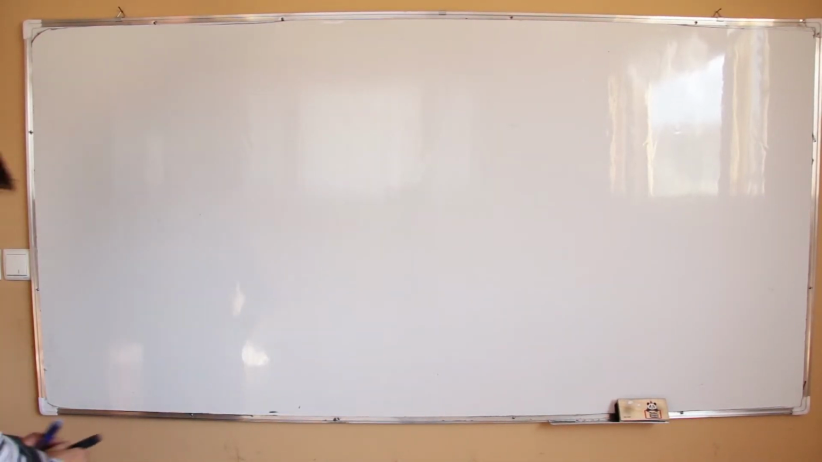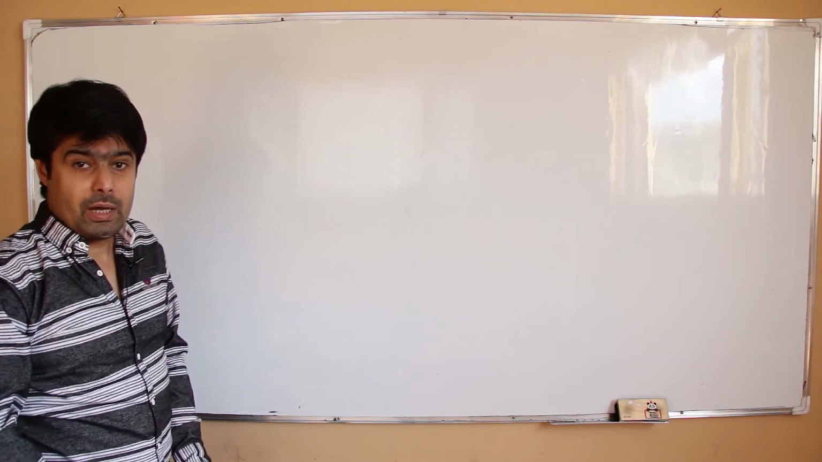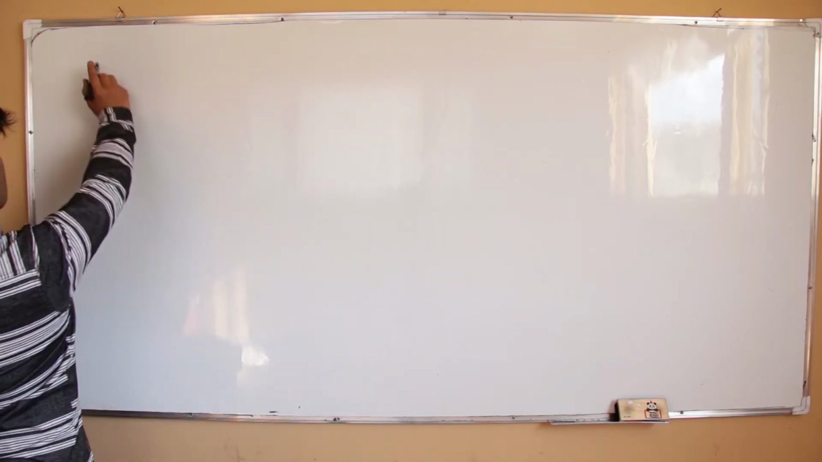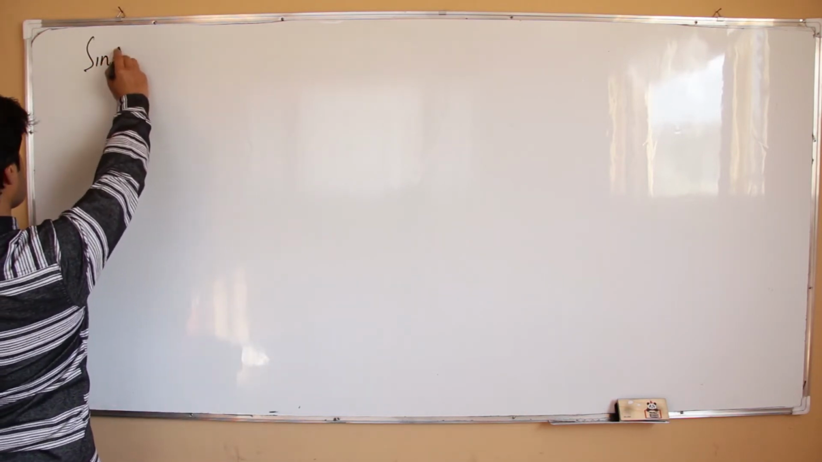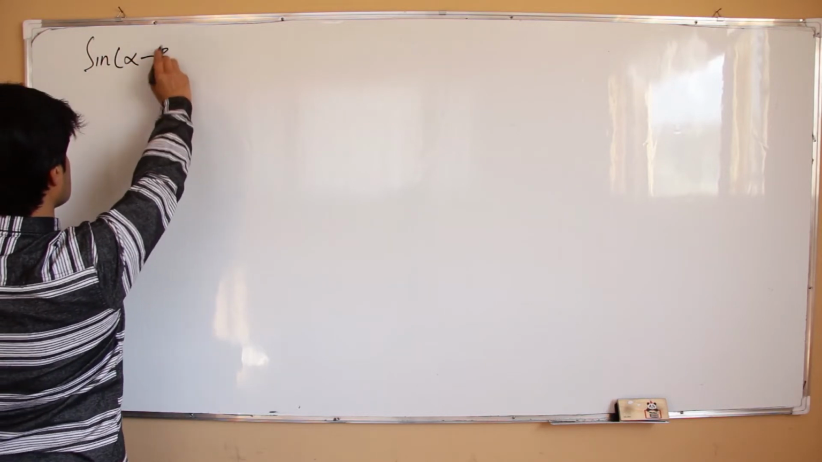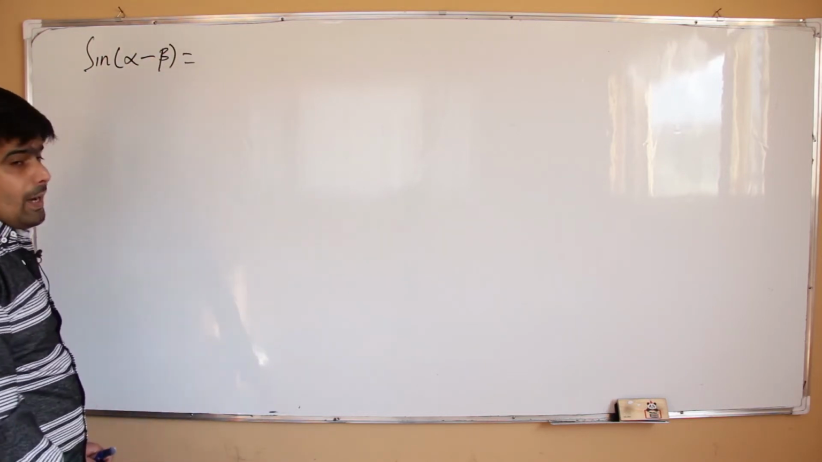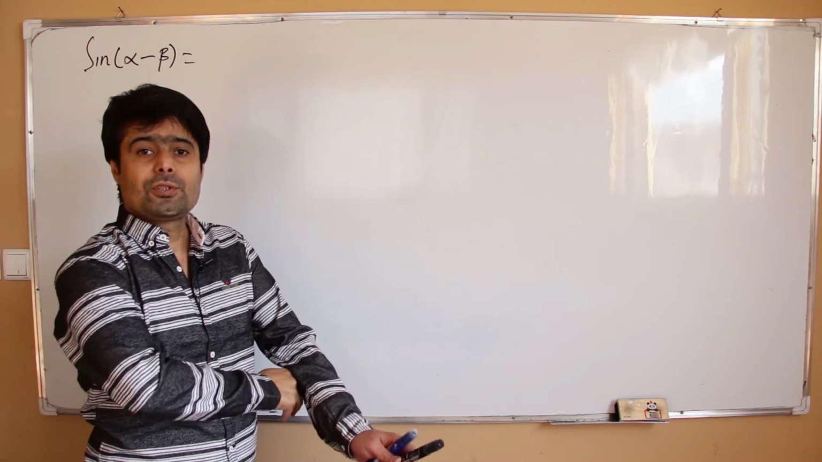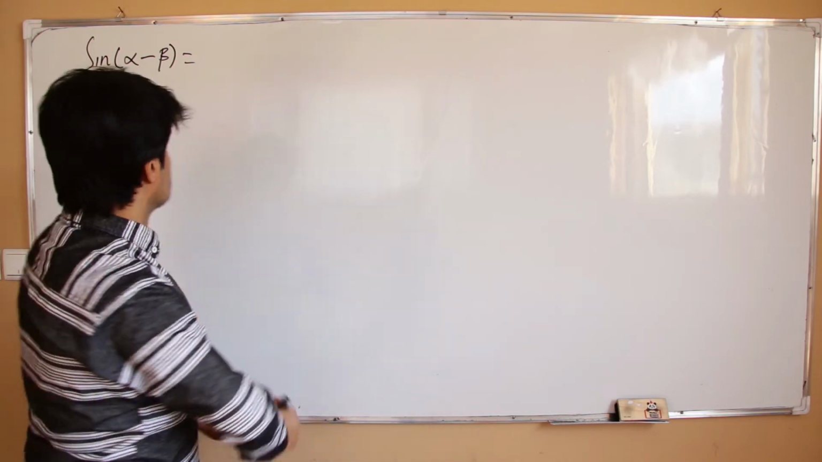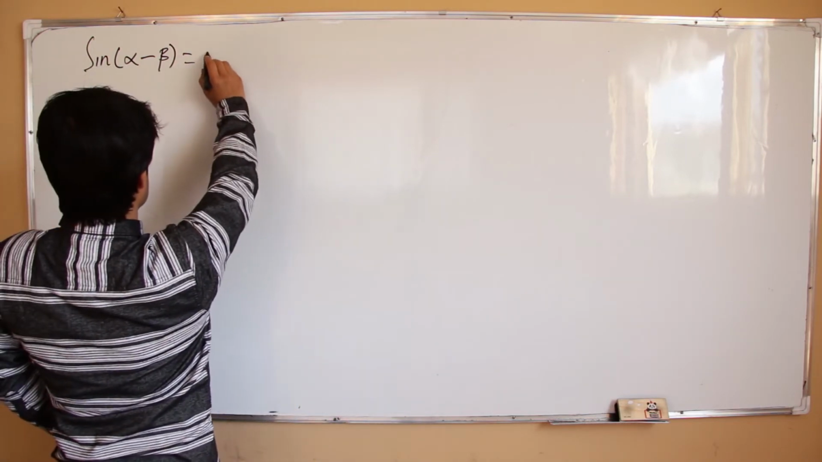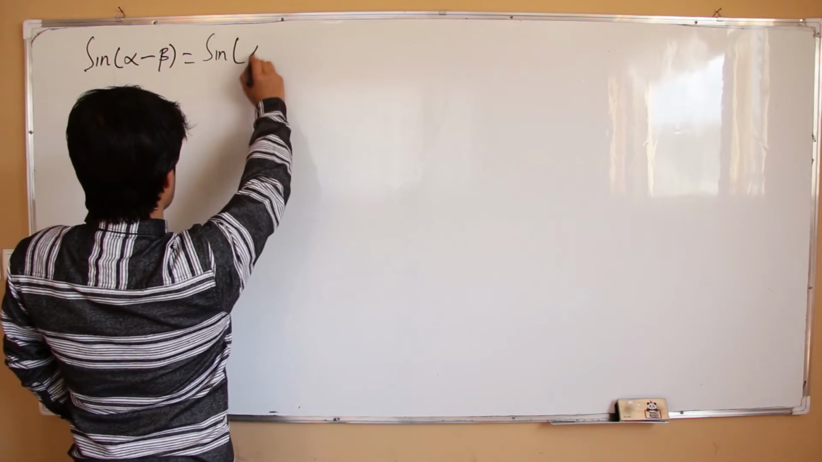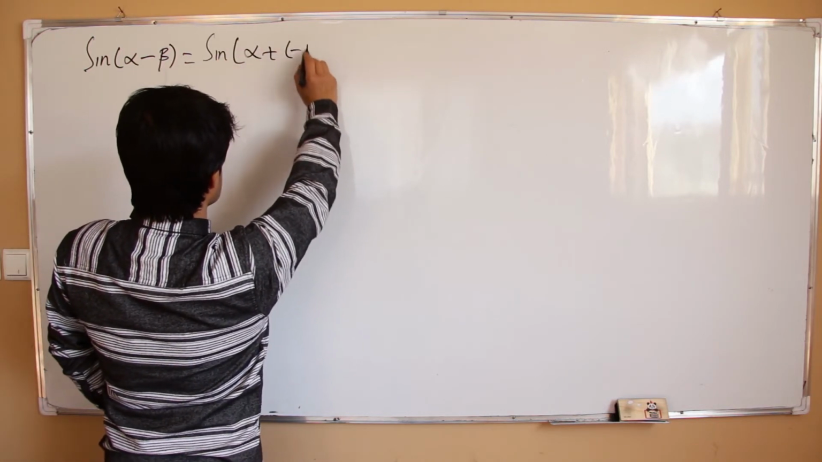To define the difference of angles is very easy. I want to write sine of alpha minus beta. Now, how can we define the formula for this one? Can I write sine of alpha minus beta like sine of alpha plus minus beta?